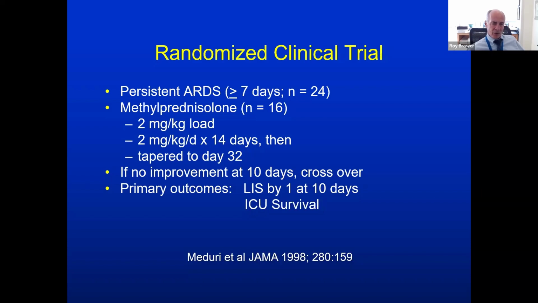Crossovers in this clinical trial were allowed. The primary outcome was the lung injury score, a reduction by 1 at 10 days. The lung injury score is a composite outcome variable that consists of how much PEEP is a patient on, how many quadrants are affected by opacifications on the chest X-ray, arterial oxygenation, and so on.